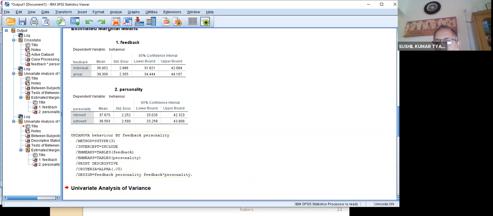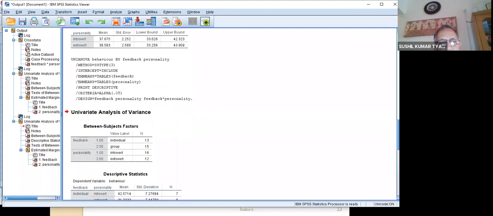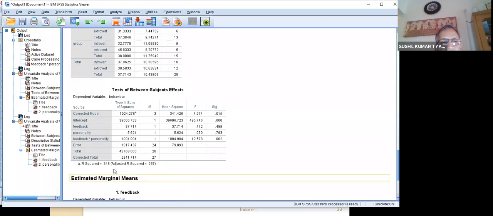And in the table of ANOVA, we will omit this total. Total we shall omit, because otherwise people will think that this is not coming to the total, because SS feedback plus SS personality plus SS interaction plus error does not add up to the total. Therefore, we omit this. These are the two differences.